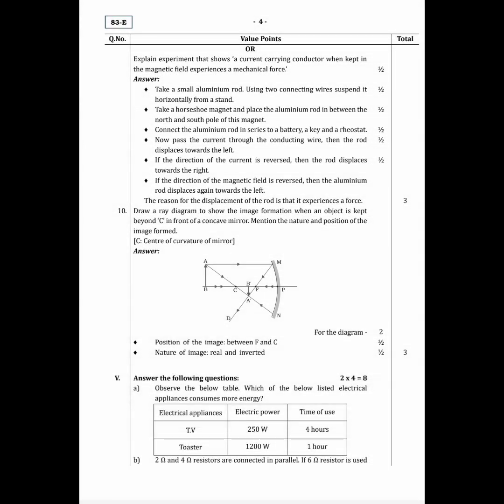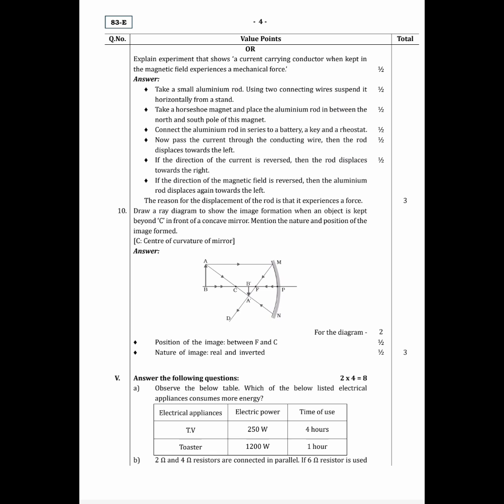For ninth question, you will be having an alternative question here. Explain the experiment that shows a current carrying conductor when kept in the magnetic field experiences a mechanical force. Answer: take a small aluminium rod. Using two connecting wires, suspend it horizontally from a stand. Take a horseshoe magnet and place the aluminium rod in between the north and south pole of this magnet. Connect the aluminium rod in series to a battery, a key, and a rheostat. Now pass the current through the conducting wire. Then the rod displaces towards the left.